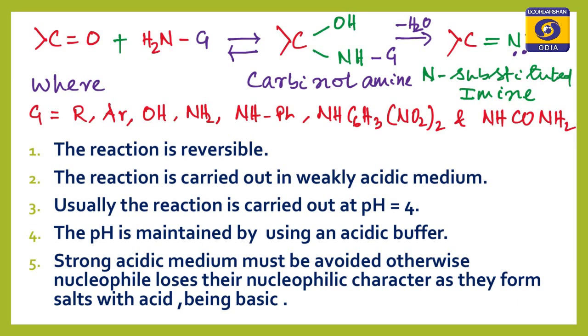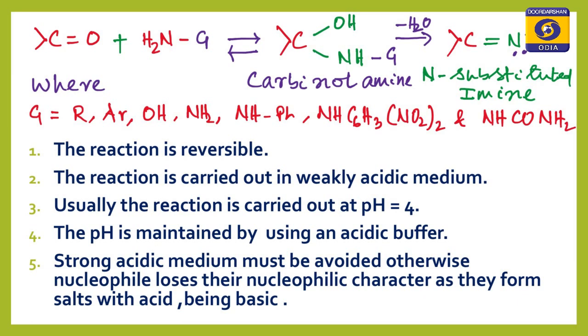See the characteristics. The reaction is reversible. The reaction is carried out in weakly acidic medium. Usually the reaction is carried out at pH 4. And how to maintain pH 4? By using an acidic buffer. You know buffer solutions, the solutions having constant pH. For that acidic buffer, I am giving one example here: a mixture of sodium acetate and acetic acid.